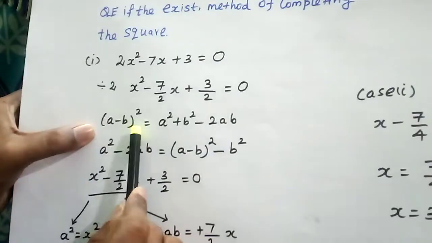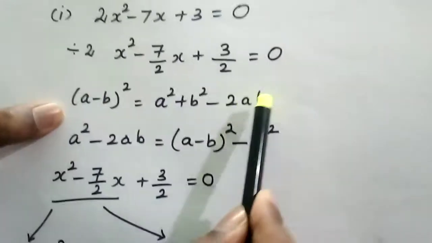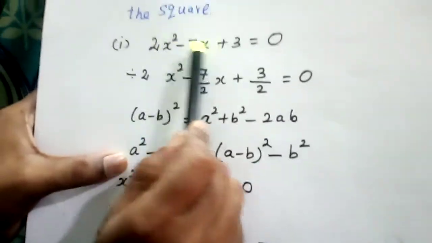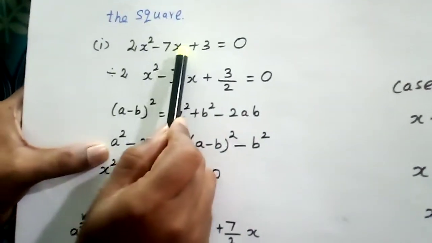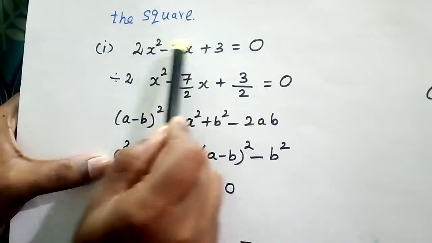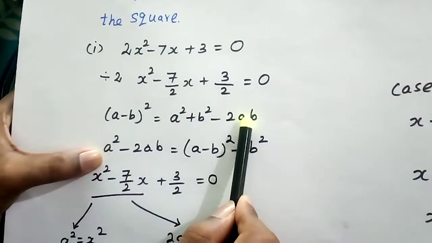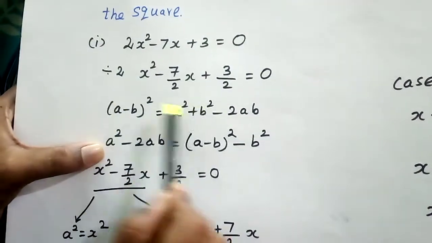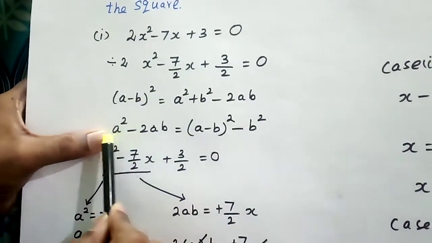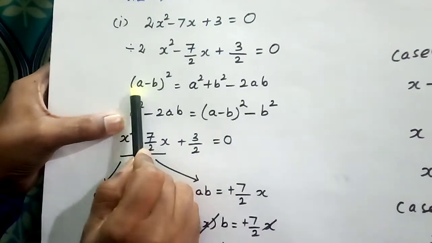The formula is (a − b)² = a² + b² − 2ab. Next, we consider the first two terms. The first term is x² and the second term is x, and we treat these two terms as a² and −2ab. So a² − 2ab is the LHS, and the RHS is (a − b)² − b². This is how we get the equation for the completing square method using the formula for (a − b)².